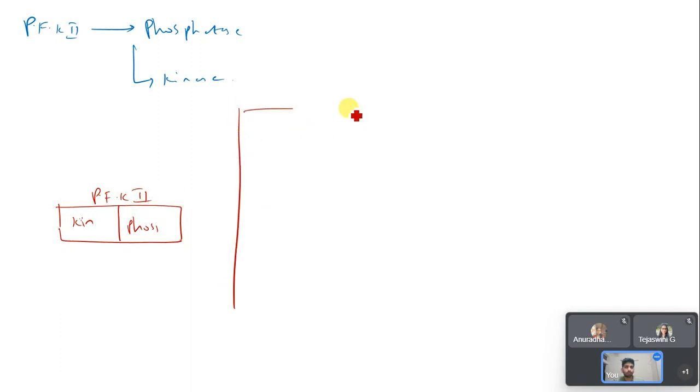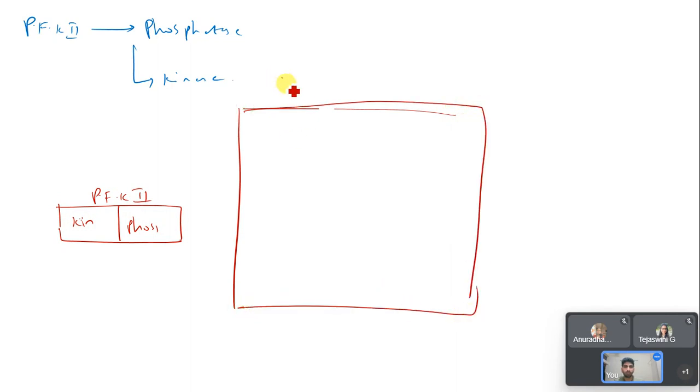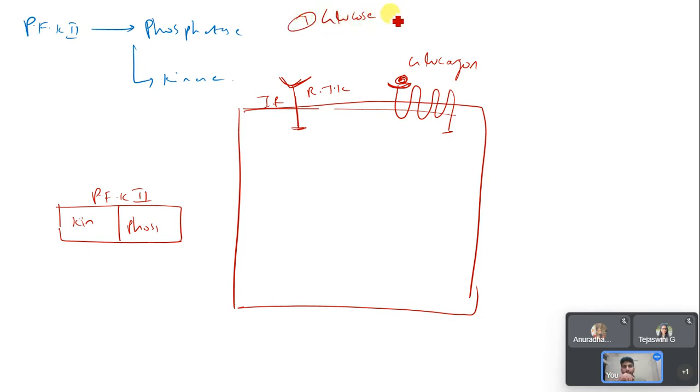Now, for example, this is a cell, and as I told you, this is the insulin receptor. That's an RTK type, that is receptor tyrosine kinase, and this one is a glucagon receptor. Now the glucose level. So the first condition here is that glucose level is very high in the body. So what do you think will be released?